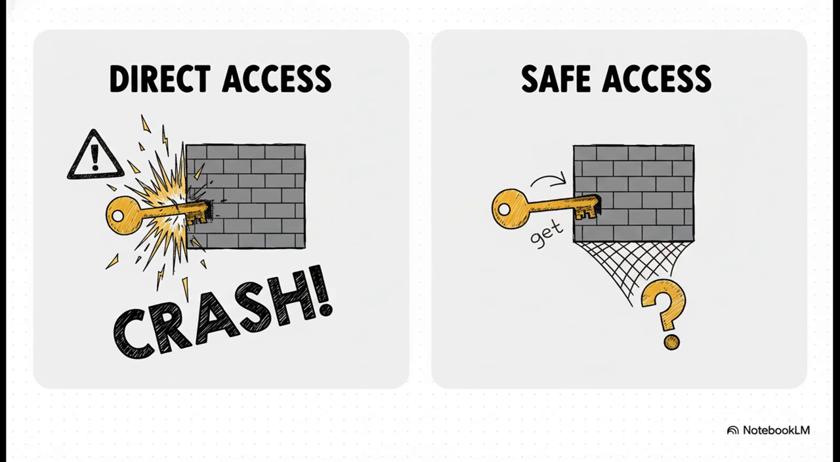Okay, a really quick but super important tip. If you use those square brackets to look for a key that doesn't exist, your program is going to crash with something called a key error. A much safer, more robust way to do this is with the .get method. It lets you provide a default value if the key isn't found, which saves your code from breaking unexpectedly.